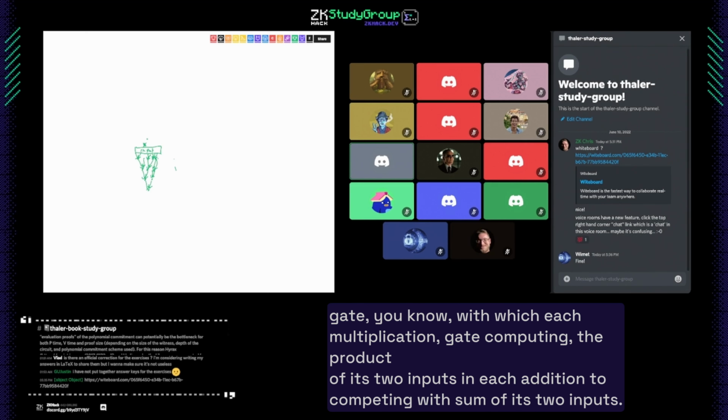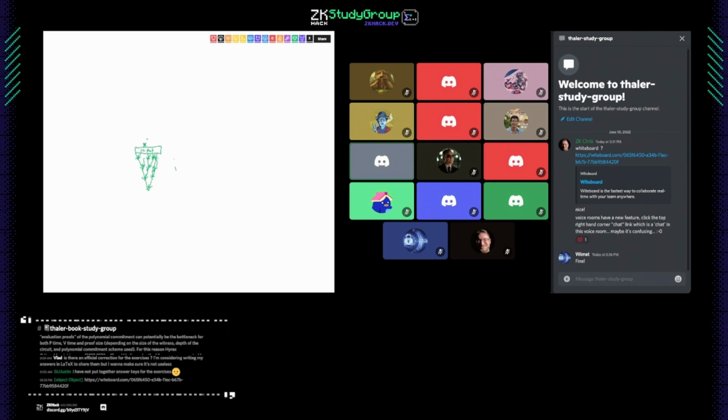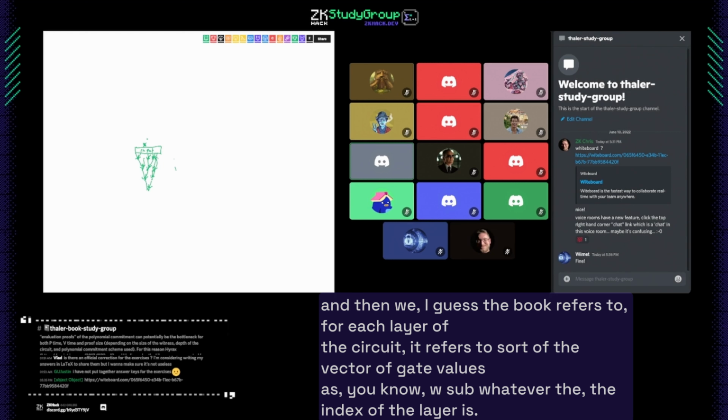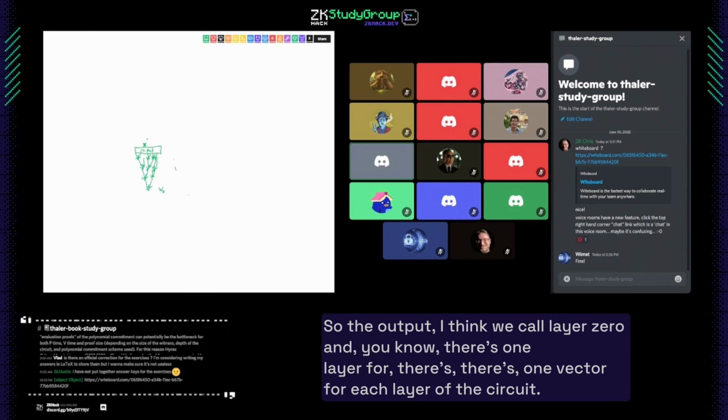Okay. So when you evaluate the circuit on the input X, you can evaluate it gate by gate, with each multiplication gate computing the product of its two inputs and each addition gate computing the sum of its two inputs. And so each gate in the circuit winds up getting assigned a value. The book refers to, for each layer of the circuit, the vector of gate values as W sub whatever the index of the layer is. So the output, I think we call layer 0. And there's one vector for each layer of the circuit.